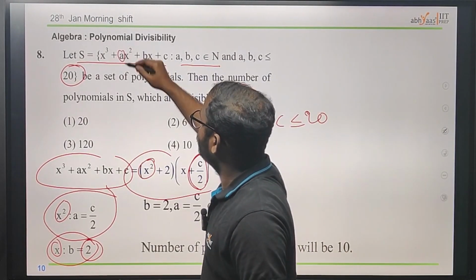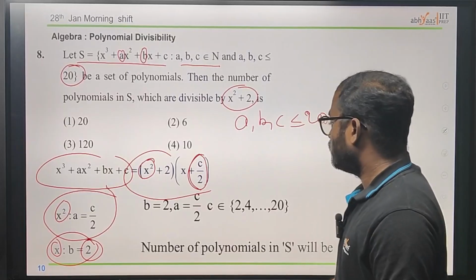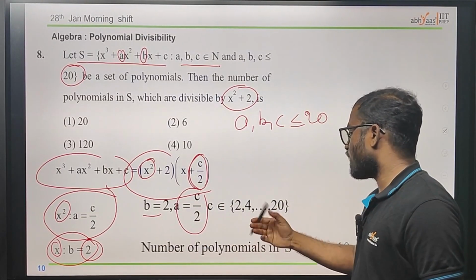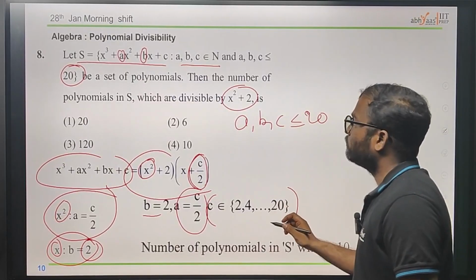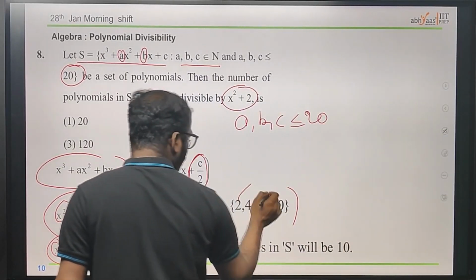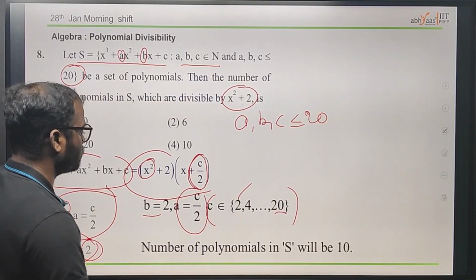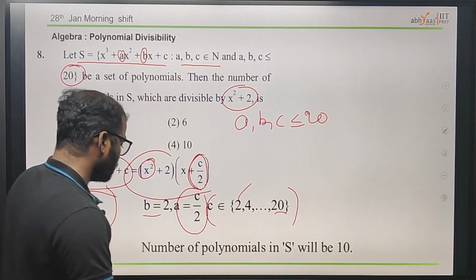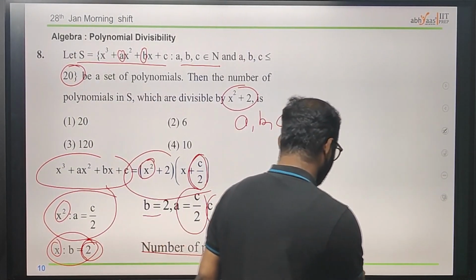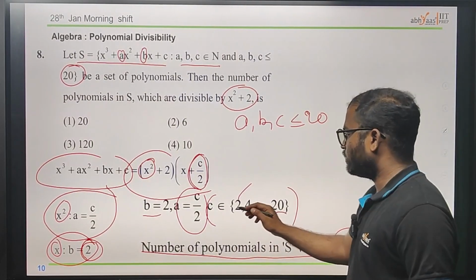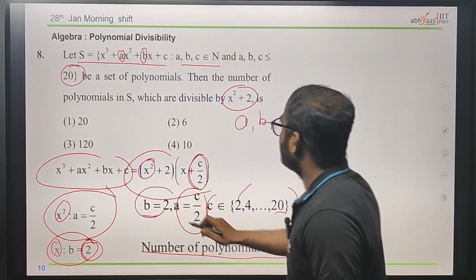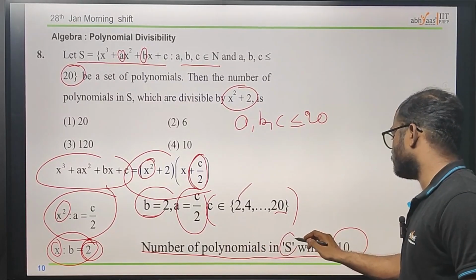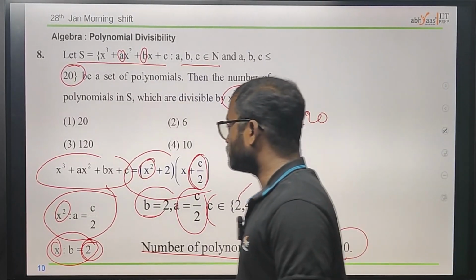Here we have a and b. Now b is equal to 2, and a is equal to c by 2, where c must range from 2 to 20. 1 is neglected because we are already having 1 here. Therefore the number of polynomials in S divisible by x square plus 2 will be 10. I hope you understood.